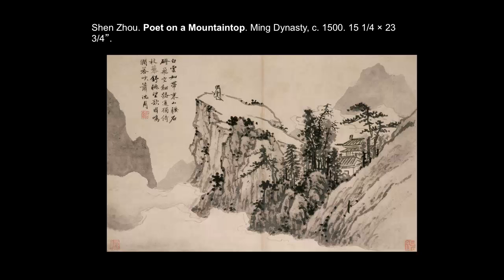The first Ming emperor was fairly hostile to the scholar painters, and this pushed the practice of their art to even greater extremes, away from the formulas used by the court artists.